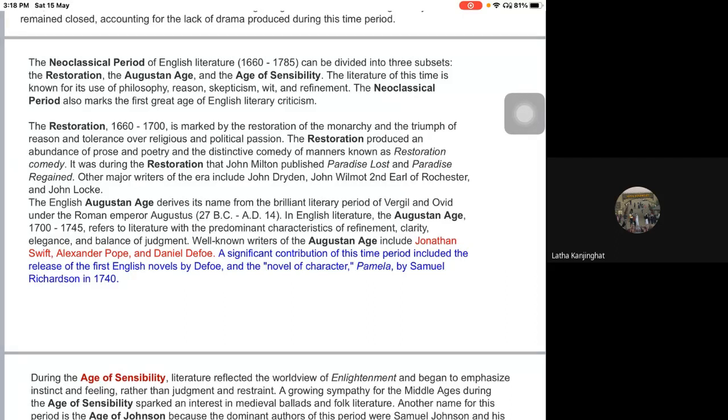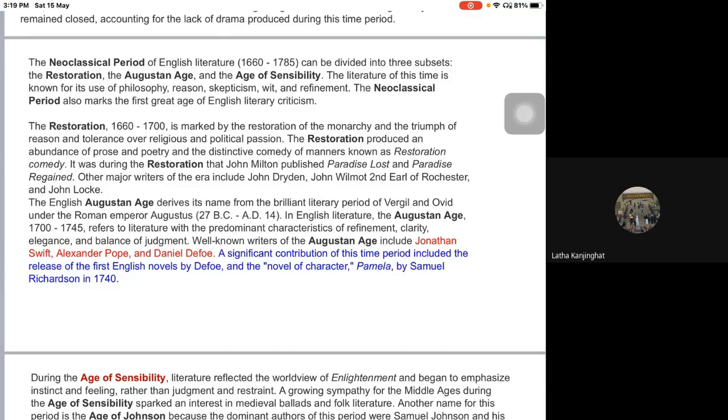The Restoration period, the first section there, from 1660 to 1700, is marked by the restoration of the monarchy and the triumph of reason and tolerance over religious and political passion. When the Puritans were ruling, it was highly religious and intensely intolerant in a way, and the people were fed up of it. They called the king to come back, and that's how the monarchy was restored, which is what we call the Restoration.